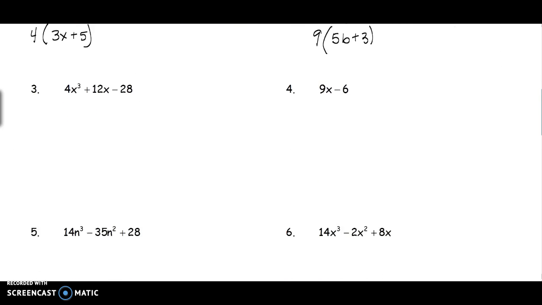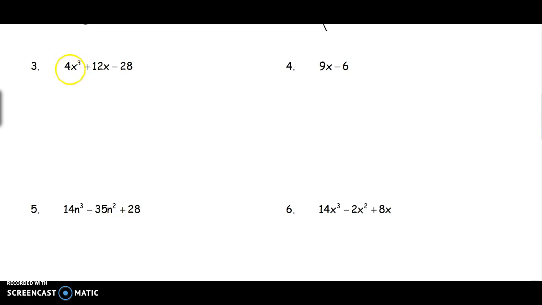So let's take a look at a few more. This one has 3 terms. Okay, so our first term is 4x to the third. Our second term is 12x. Our third term is 28. Ignore the negative because we're just going to put that down right in our answer. So there's our GCF. We now have 3 terms, 1, 2, 3. The first one is a plus sign. The second one is a minus sign. Okay, you just always bring down what you have.